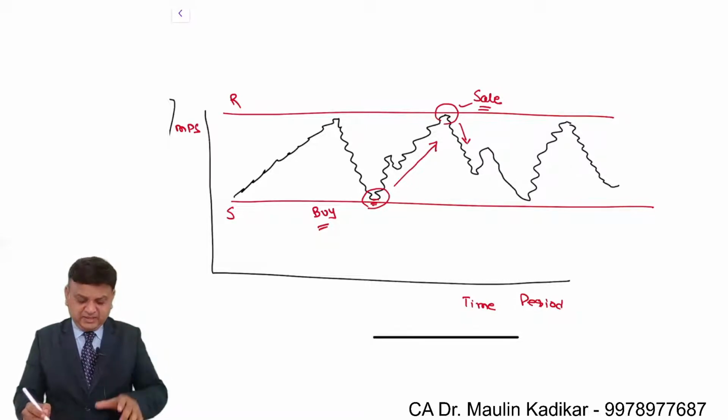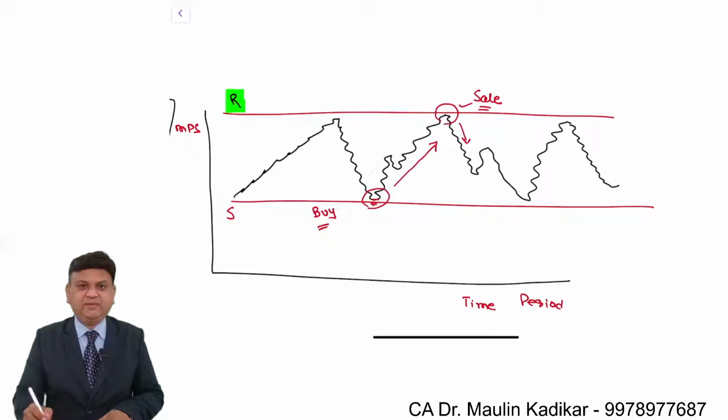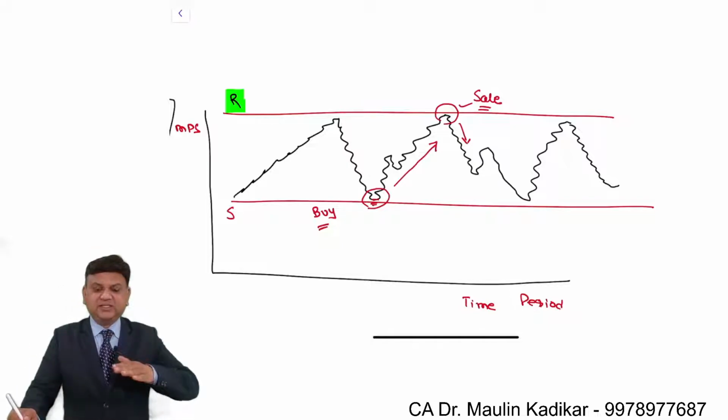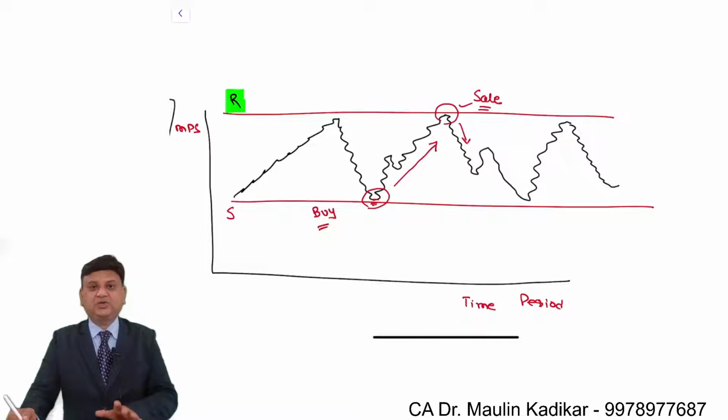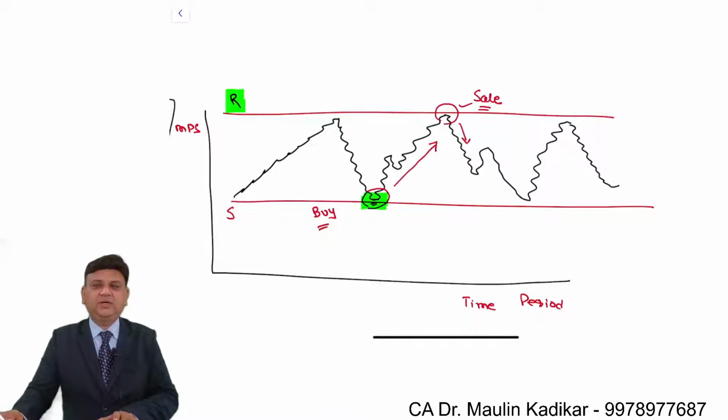So technically, there is a resistance level. Resistance level means you can understand logically that there is a resistance: the price of the security cannot go beyond this. That is called resistance, and this is what we understand as a support level. Support means that the price will not fall below this. That is a support price.